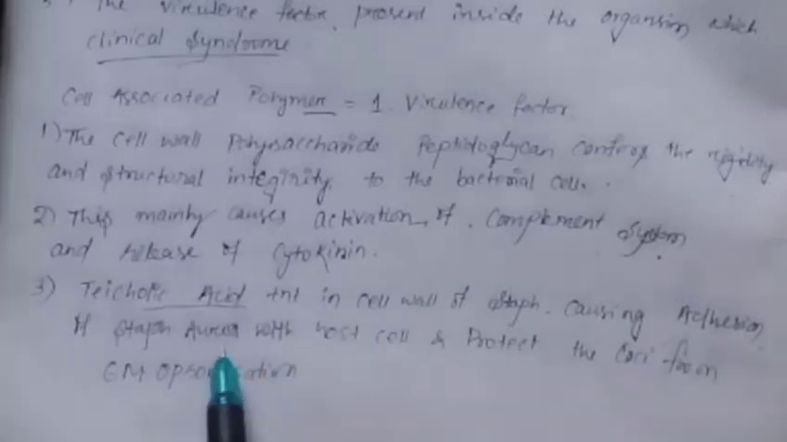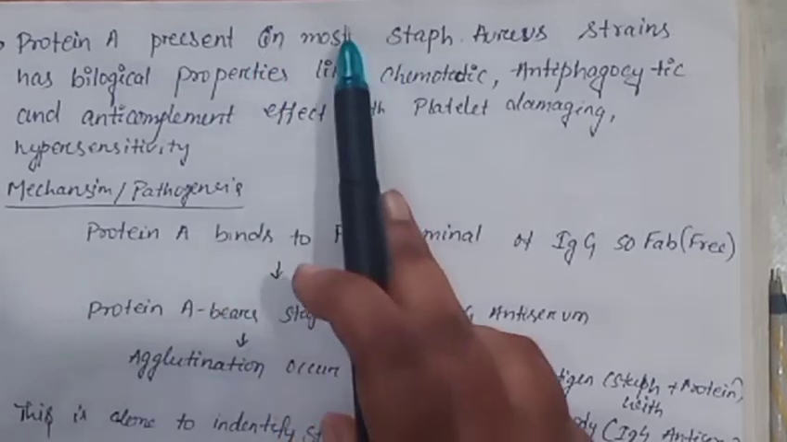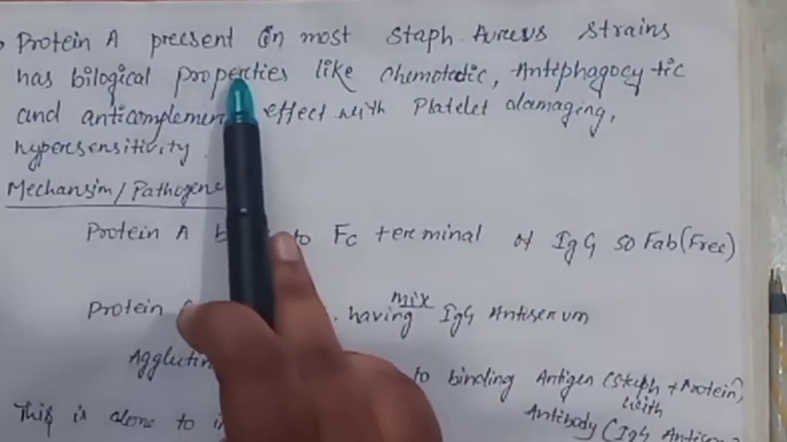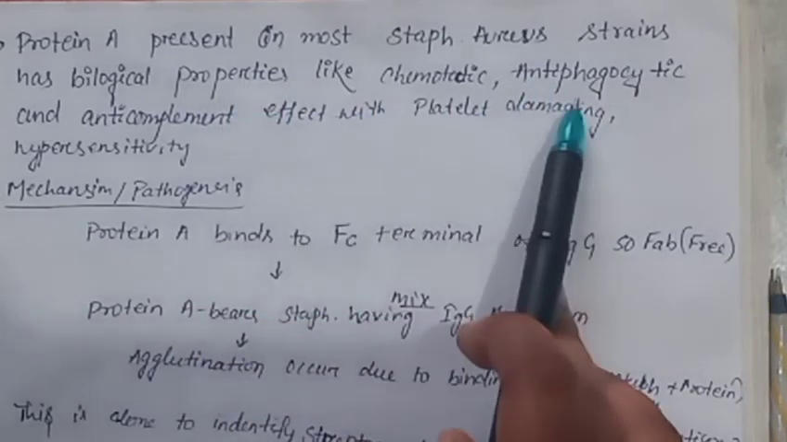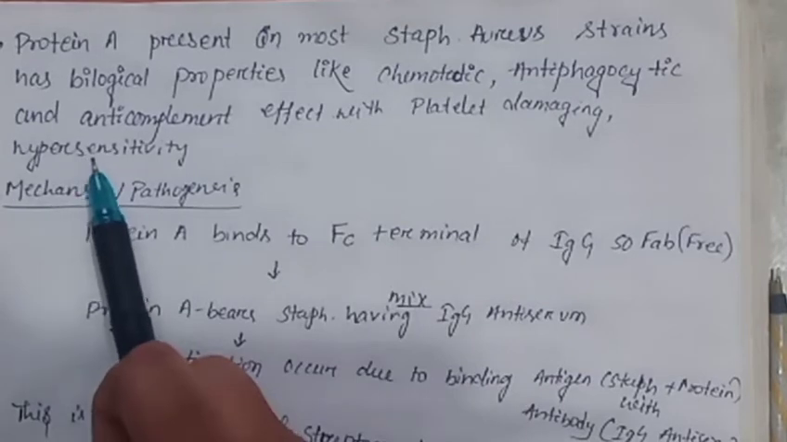which is responsible for adhesion of Staphylococcus aureus to the host cell and protects the cocci from cell-mediated opsonization. Now protein A, which is the most important toxin of most Staphylococcus aureus strains, has biological properties like chemotactic, antiphagocytic and anti-complement effects, with platelet damaging and hypersensitivity.